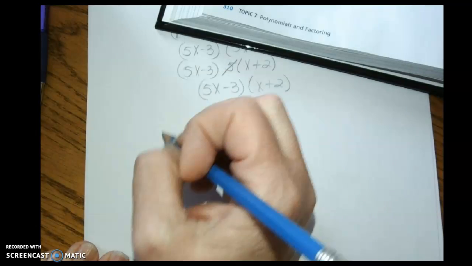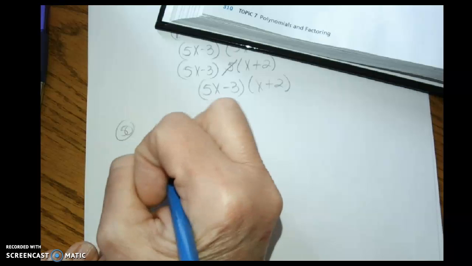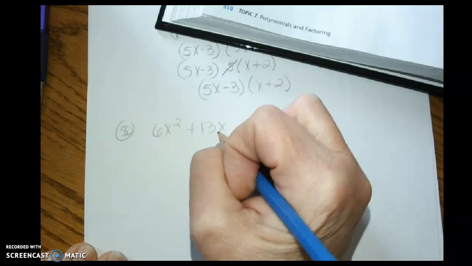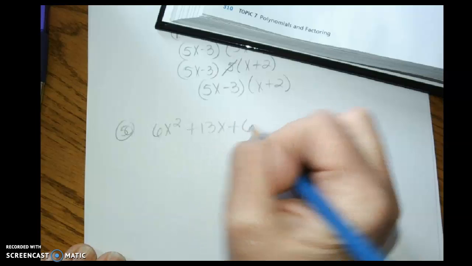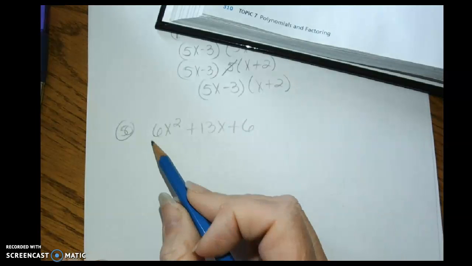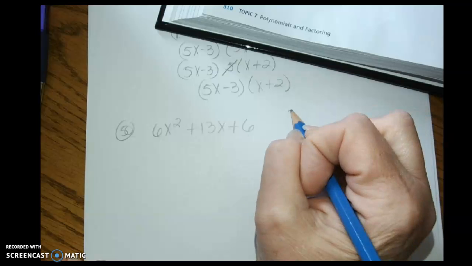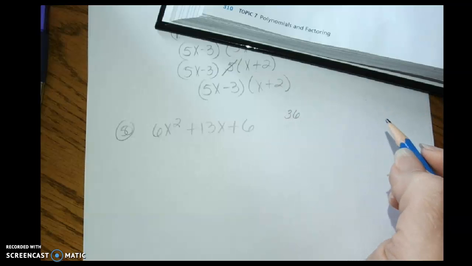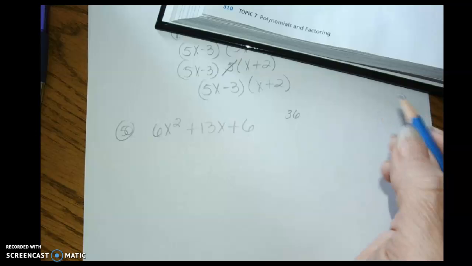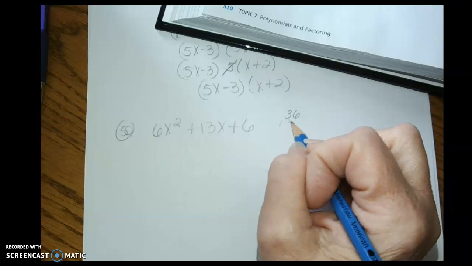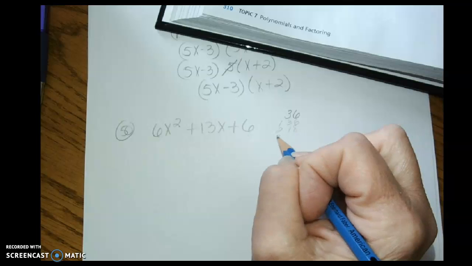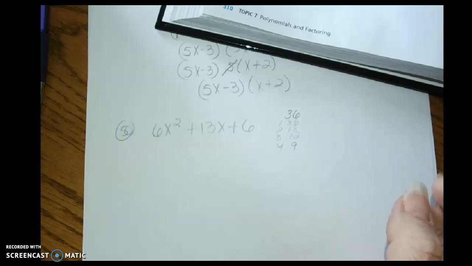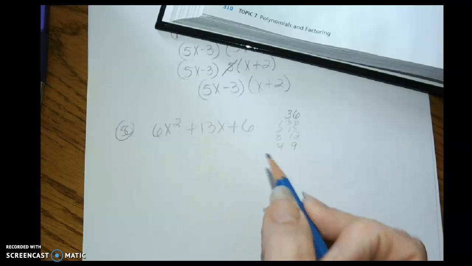50. 6x squared plus 13x plus 6. 6 times 6 is 36. I'm looking for factors of 36 that equal 13. So let's see, 1 and 36, 2 and 18, 3 and 12, 4 and 9. 4 and 9, because 4 plus 9 is 13.